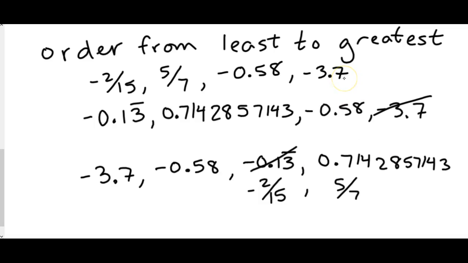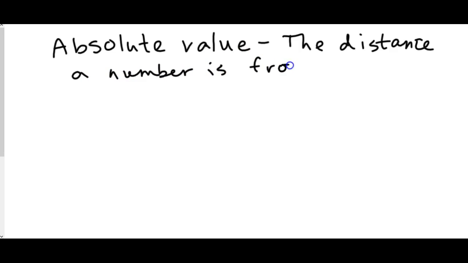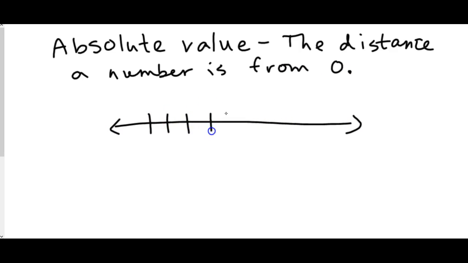This section has covered quite a few topics, but there is one more called absolute value. So the absolute value of something is the distance a number is from 0. So if we were to look at the number line again, and we were looking at positive 4.